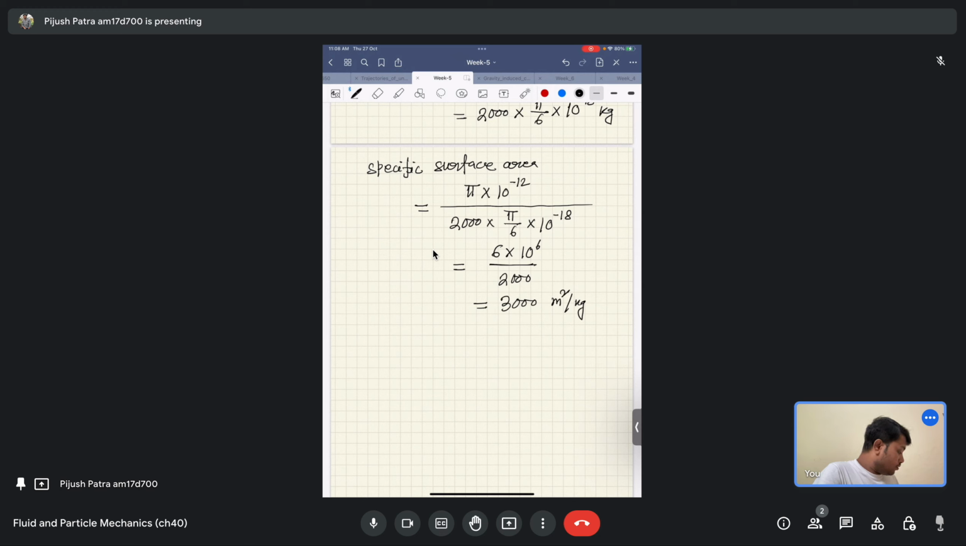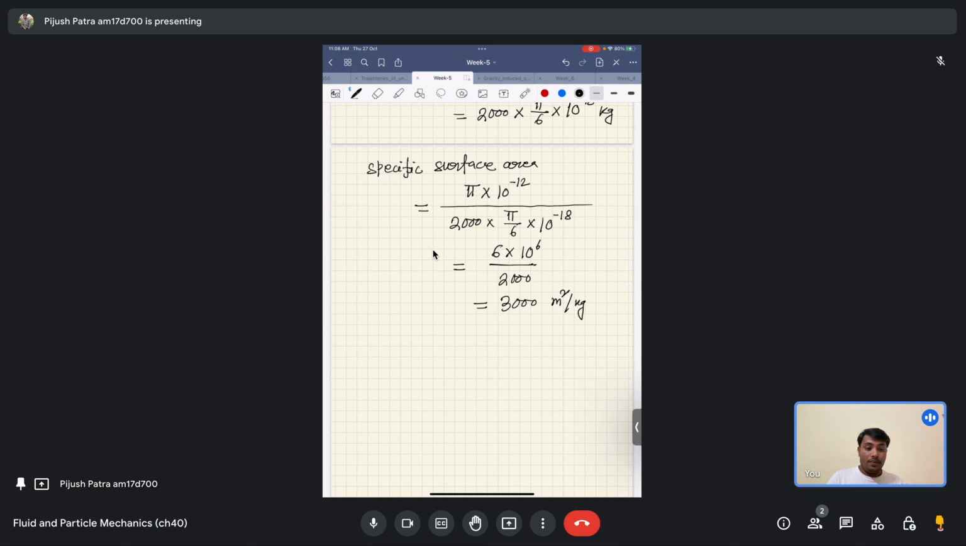As we can see, there are three types of similarities: geometric similarity, which is in terms of the dimensions; kinematic similarity, which represents the topology of the motion; and dynamic similarity, which is in terms of the force.